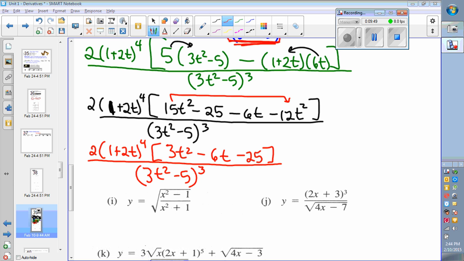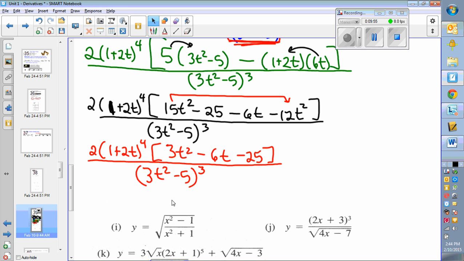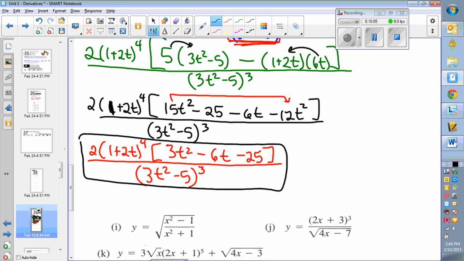Okay, so that quadratic, the 3t squared minus 6t minus 25, does not simplify anymore. It doesn't factor. So that right there is your derivative. There's no more common factors. There's nothing that cancels from top to bottom. That is as simple as it is going to get.